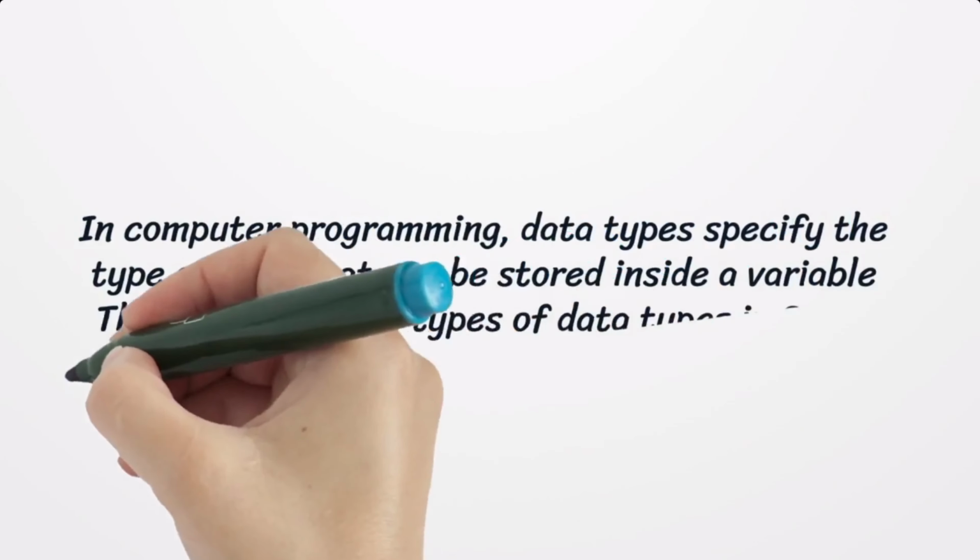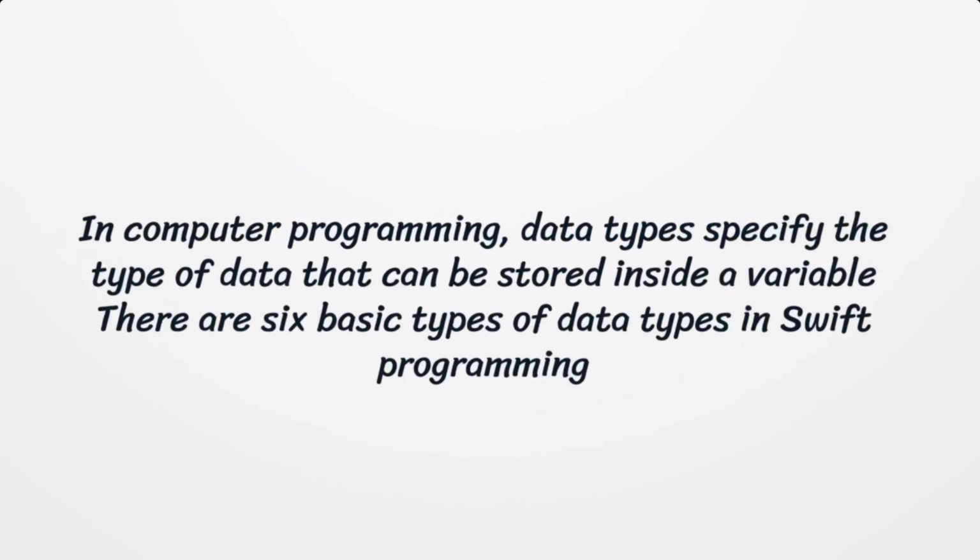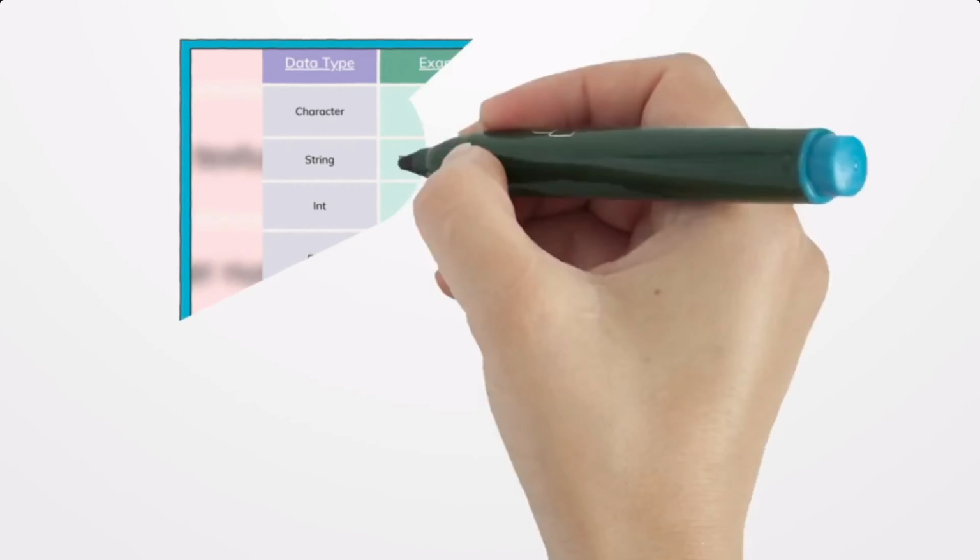Today we're going to continue our journey and learn about types of data in the Swift programming language. In computer programming, data types specify the type of data that can be stored inside a variable. So there are basically six types of data types in Swift programming language. Number one, character.